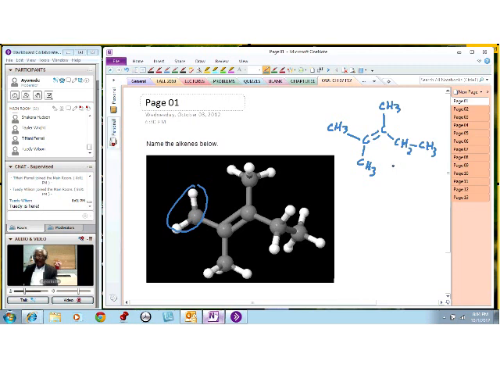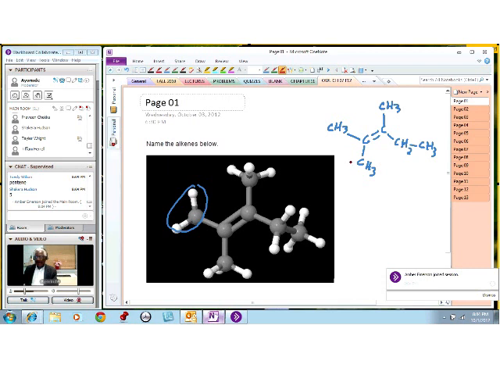Okay, so let us go ahead and name this molecule here. The first question I have for you is, what is the longest carbon chain that contains the carbon-carbon double bond? Okay, 5. Very good. So the first thing you do is to number the longest carbon chain which contains the carbon-carbon double bond such that you give the carbon-carbon double bond the lowest possible number. So this is position number 1, position number 2, 3, 4, and 5.